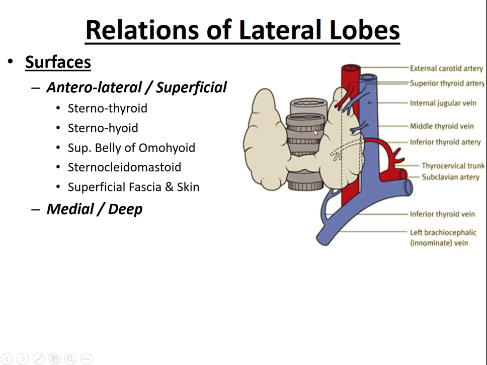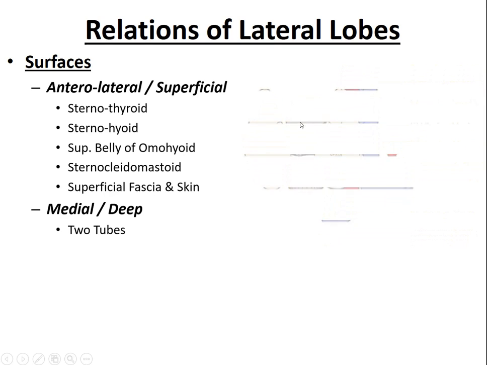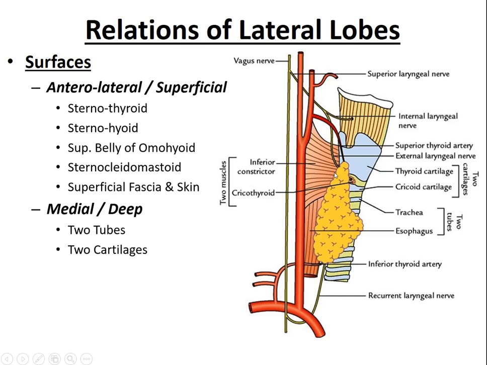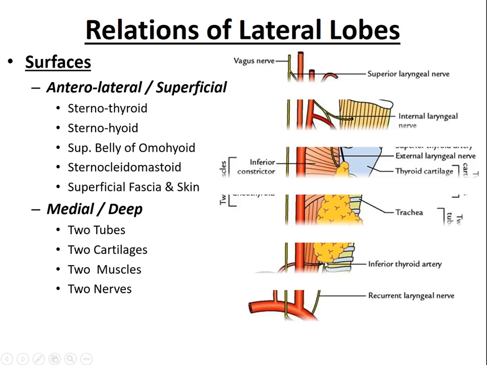If we see the medial or deep surface, it is related with the two tubes. In the medial surface, remember two. So two tubes, trachea and esophagus. Two muscles, two cartilages, two nerves. Two cartilages, that is thyroid cartilage and cricoid cartilage. Two muscles, that is inferior constrictor and cricothyroid muscle. And two nerves, external laryngeal nerve and recurrent laryngeal nerve.